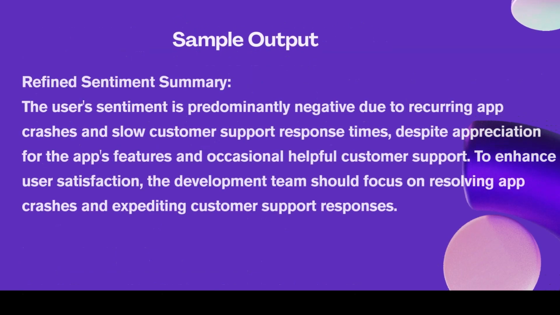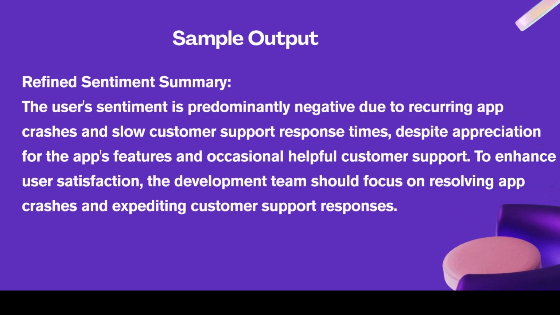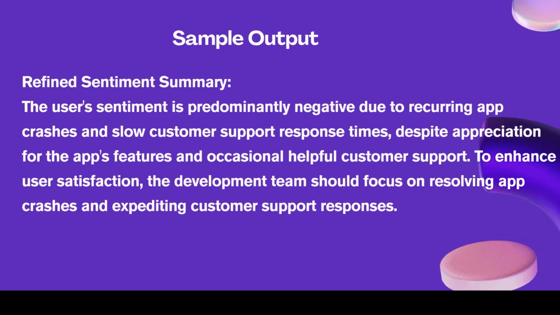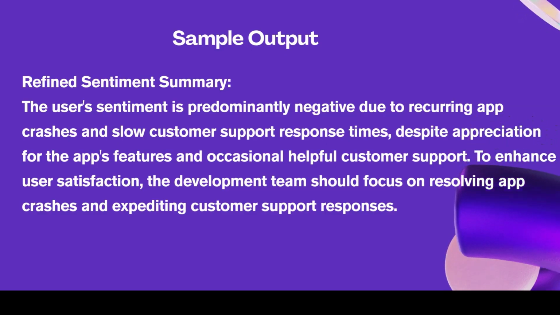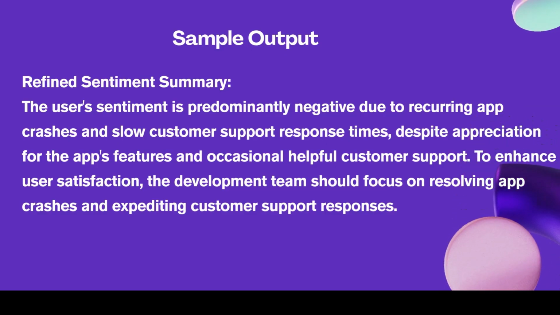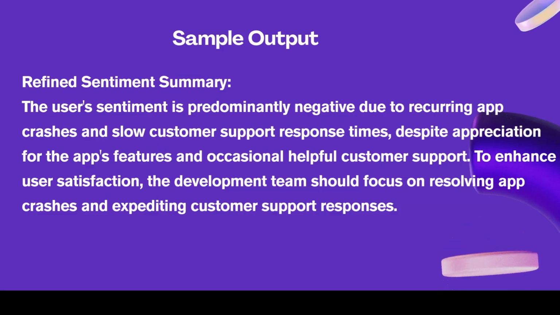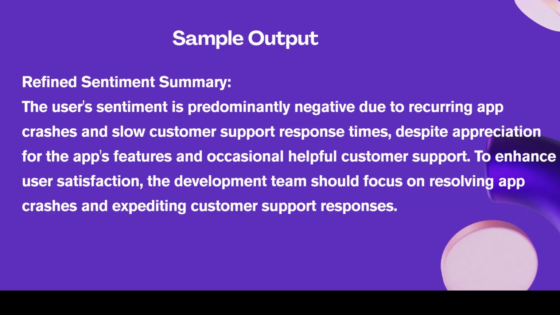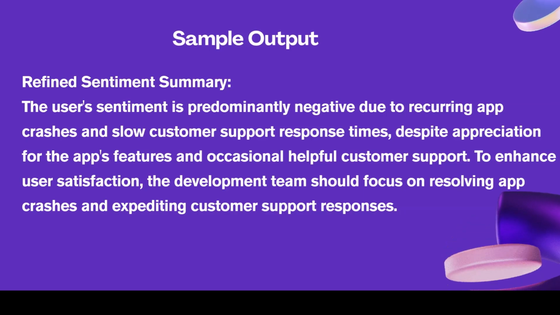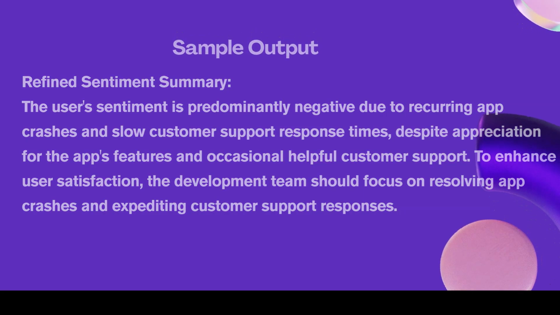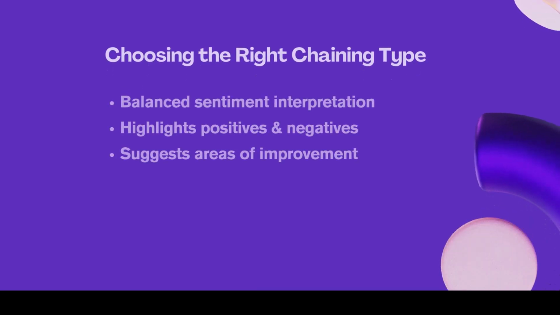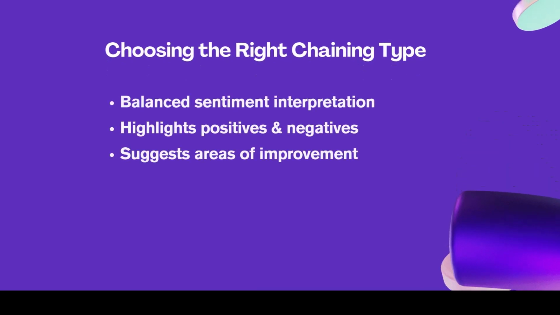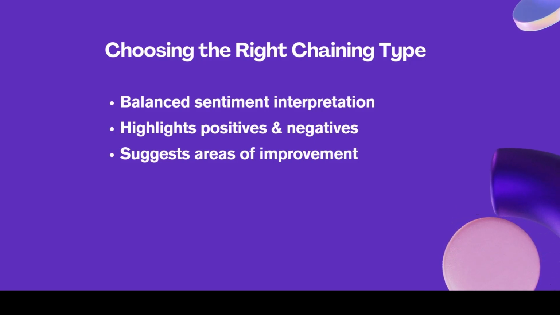Output. The output clearly highlights positive aspects, negative issues, and actionable recommendations. The refined sentiment summary is a concise and clear evaluation of the feedback. It highlights the user's appreciation for the app's features but expresses frustration over frequent crashes and slow customer support, reflecting the workflow's ability to distill critical insights effectively. This demonstrates how prompt chaining distills critical insights effectively.